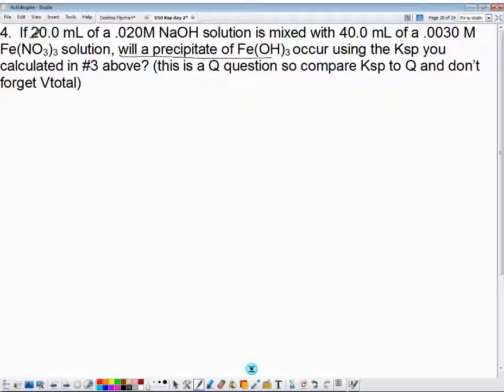You have a volume and a molarity. You have moles. Moles of what, Ms. Matney? Well, technically moles of sodium hydroxide, and the sodium spectates. So hydroxide. And you have moles of iron 3 nitrate, but the nitrate spectates. Push it to the side.